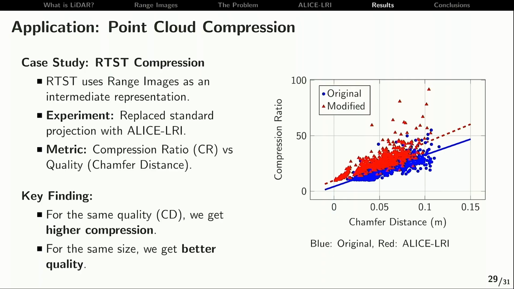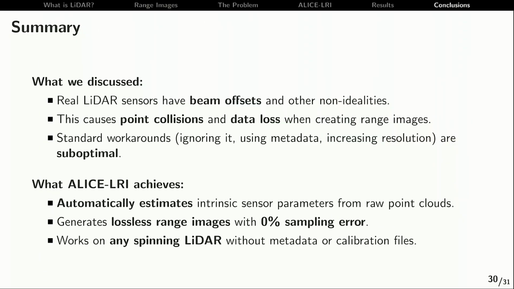Essentially, this axis represents the point cloud quality, and this one the compression ratio. And we can see that just by replacing the projection method with ours, in general, you get higher compression for the same quality. That's the main takeaway. And that's all I have to say.